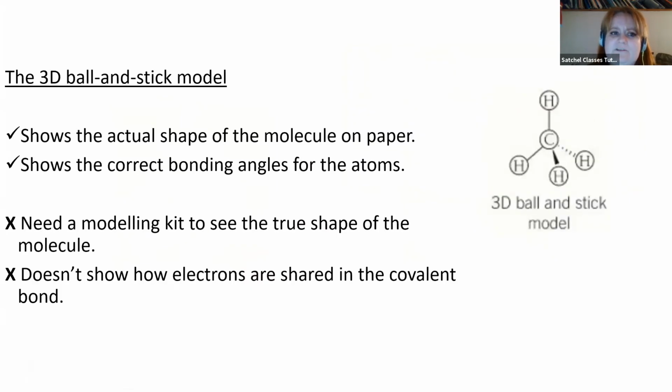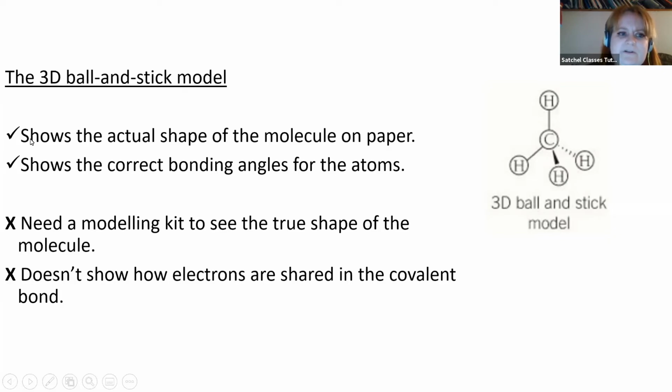So, the 3D ball and stick model. This is sort of an extension of the 2D one. You've still got the ball and the stick, but it's three-dimensional. So this hydrogen's coming out of the page, and that hydrogen's going away. It takes a little while to get used to looking at those. It's a little bit of a taste of A-level chemistry.